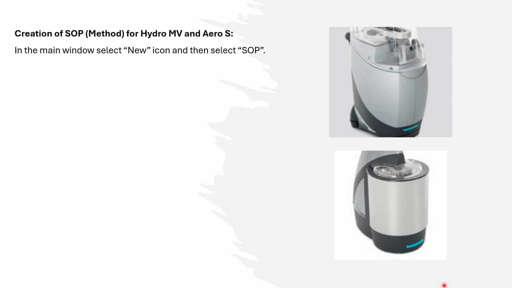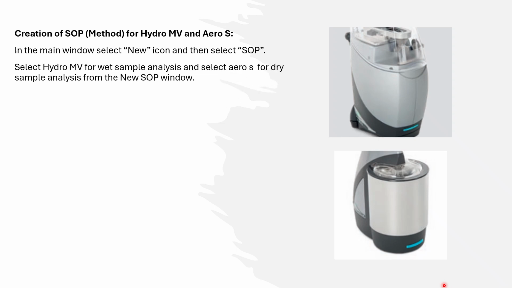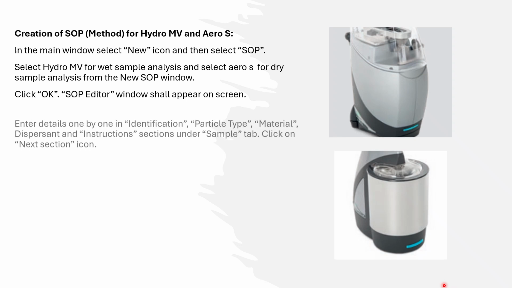For that, in the main window you need to select the new icon and then select the SOP option, and there will be two options, like Hydro MV for wet sample analysis and Aero S for dry sample analysis. Then, as per your requirement, you need to select the unit, right? Then click on OK, and now the SOP editor window will appear on the screen.